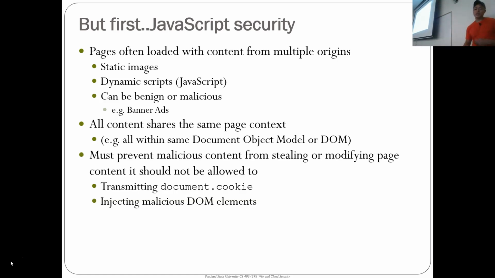And what you want to do is prevent any malicious content. Now, again, you don't really know the intent of any content that you're downloading. You want to prevent malicious content from stealing or modifying the page content, so it shouldn't be able to, on the page that you're on, transmit the cookie of that page. So if I go to Gmail and somebody has put a banner ad in there, they shouldn't be able to steal my Gmail cookie, even though it's sitting there on the same page. Likewise, they shouldn't be able to overwrite UI elements on Gmail to trick me into clicking stuff. That should be disallowed as well.